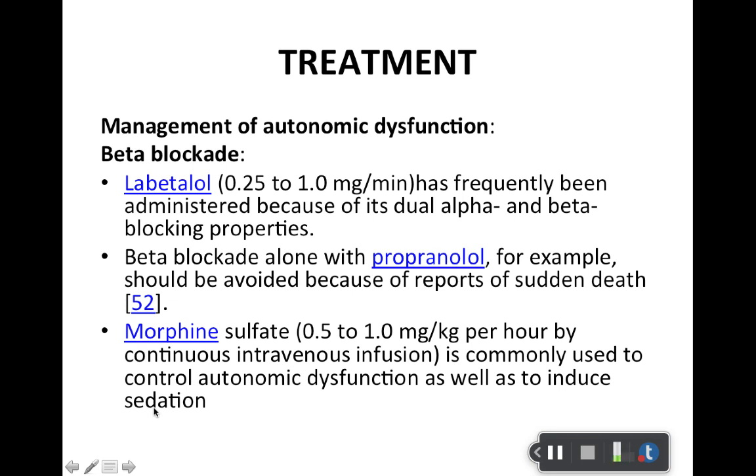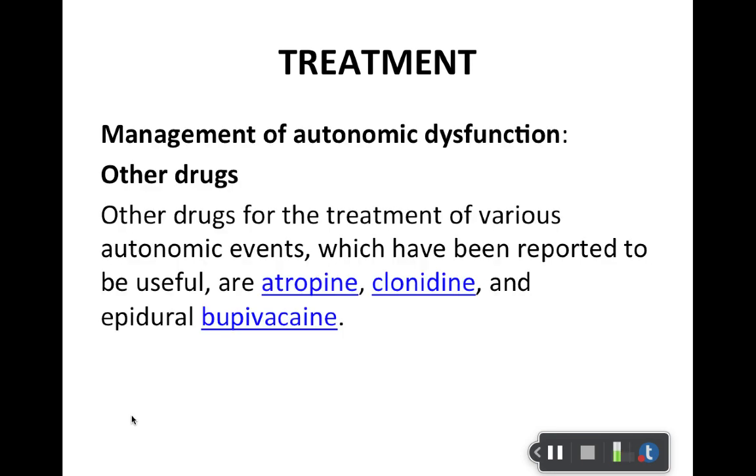The morphine too can also help. It helps with sedation. It's definitely very sedating. We'll talk about that more in the musculoskeletal module, but it also helps some with the autonomic dysfunction. Some of the other drugs that have been used, but there's not a ton of research on them, are atropine, clonidine, and bupivacaine. So those are some that you may see.